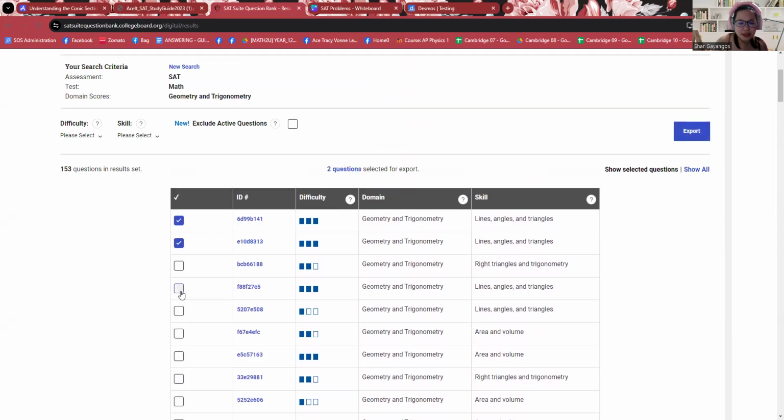If you click this, then you see that you have selected 4 questions, and then click export so that you have a PDF for your worksheet. So select as many as you want, and then click export to have a PDF copy. You can even print that out so that you can practice while you're not on the screen, or you can also solve on the screen. It's up to you. So that's about it for this question bank.